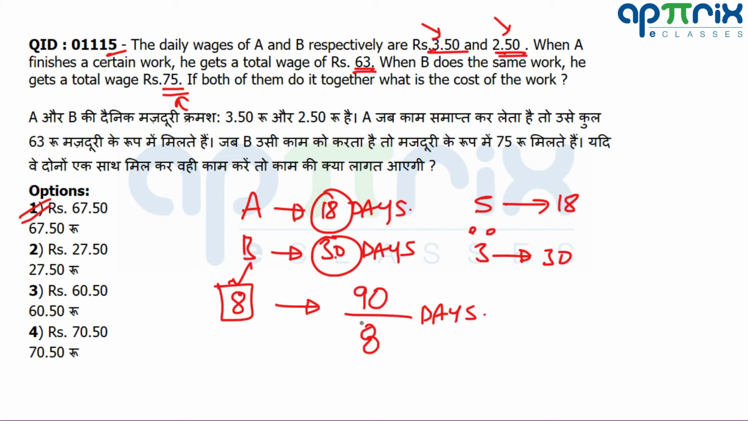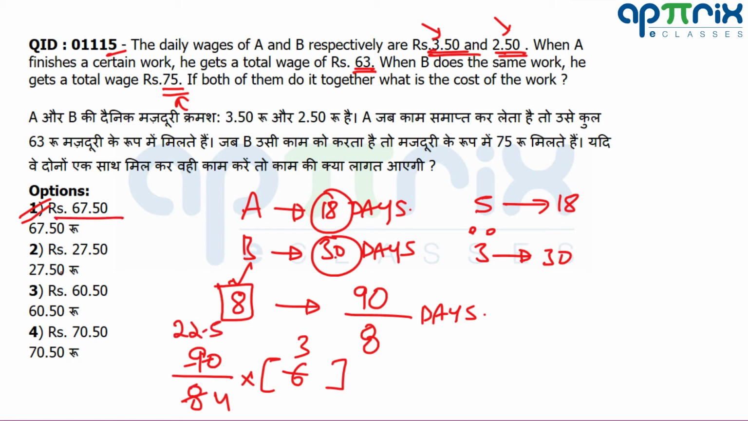Now 90 by 8 days, you can simplify if you want, and the total remuneration that will be obtained will be 90 by 8 into what A and B together get for a day, that is 6. You can clearly see this is 90 and you just simplify it out. You can just divide this value by 2 first. So you are going to get 3 and 4 here, and then this value will be how much? 22.5. Alright. So you can clearly see you are getting 67.5 here. That's the answer that you can mark.